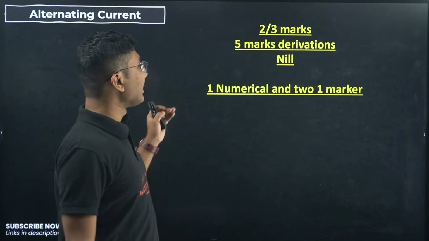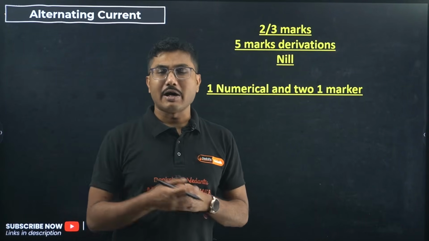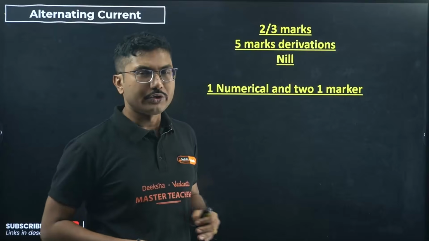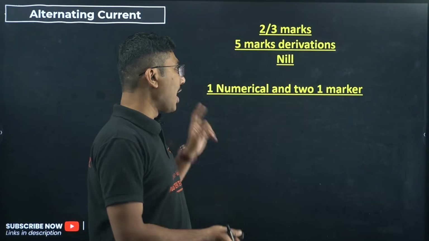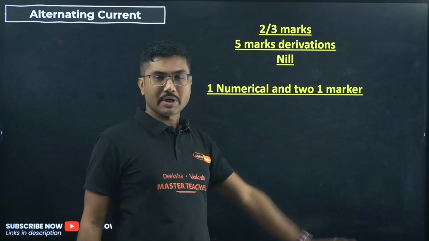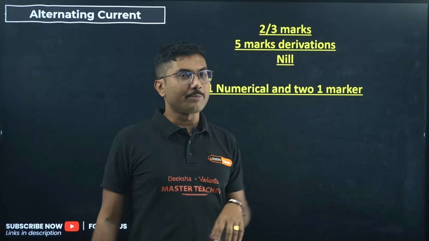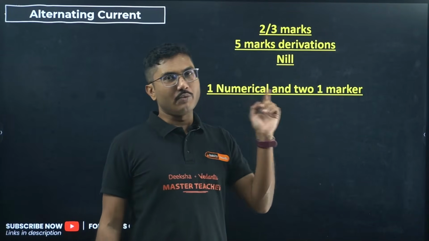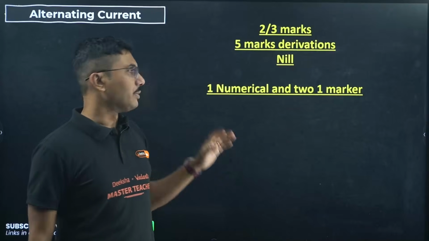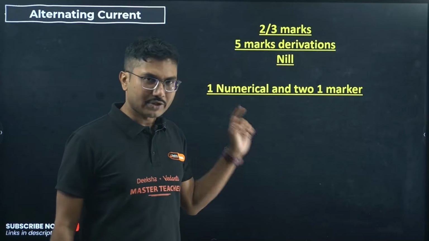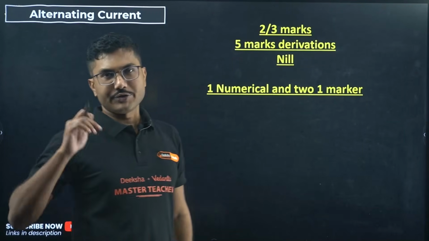Next, alternating current. Now from this chapter, according to the blueprint, there will be no 2-3 marker, no 5-marker, 1 numerical and 2 1-markers are going to come from this chapter. Now in these 2 1-markers, both of them can be MCQs, or 1 MCQ and 1 fill in the blanks is also possible. But a numerical is fixed from this chapter, so you should practice numerical questions from this chapter.